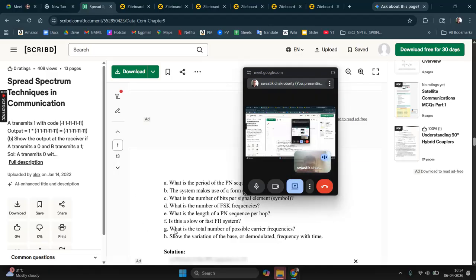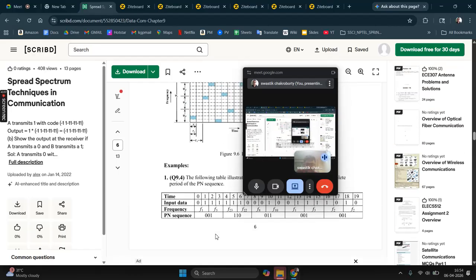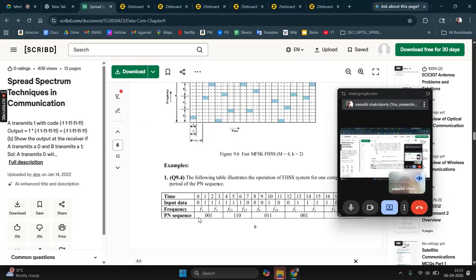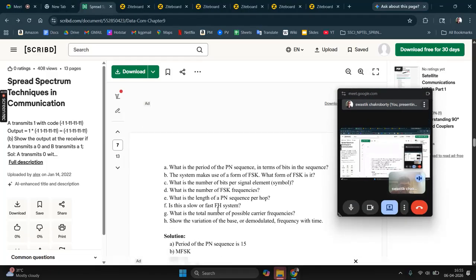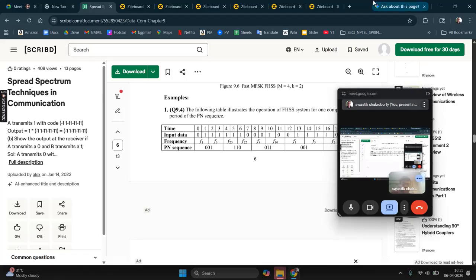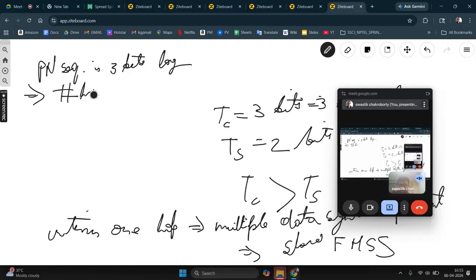Okay, so this is a slow FH system. Now, what is the total number of possible carrier frequencies? There are four possible ways in which the frequency is being altered by the MFSK, and the PN sequence has 3 bits per element, so 2 to the power 3, 8. So the PN sequence is 3 bits long. This implies the number of hops is equal to 2 to the power 3, 8.